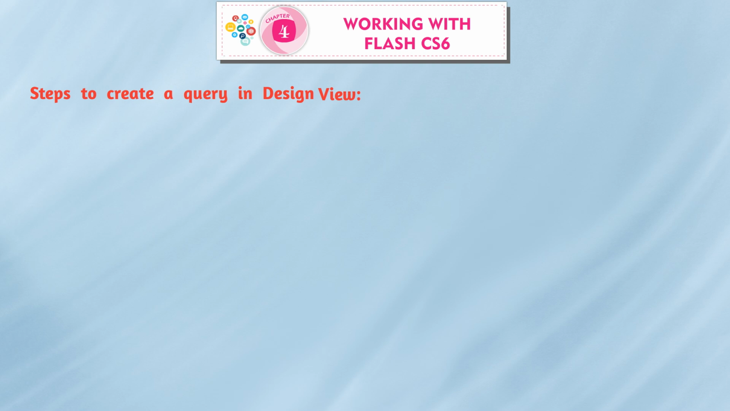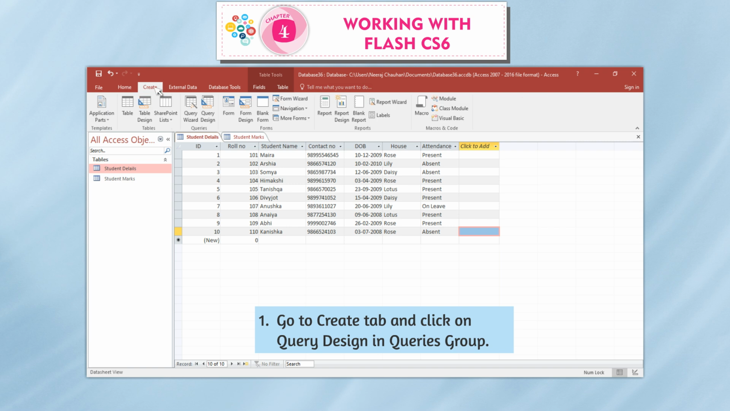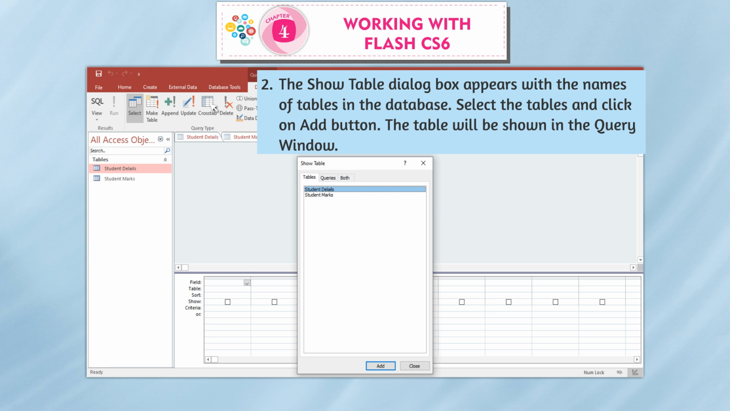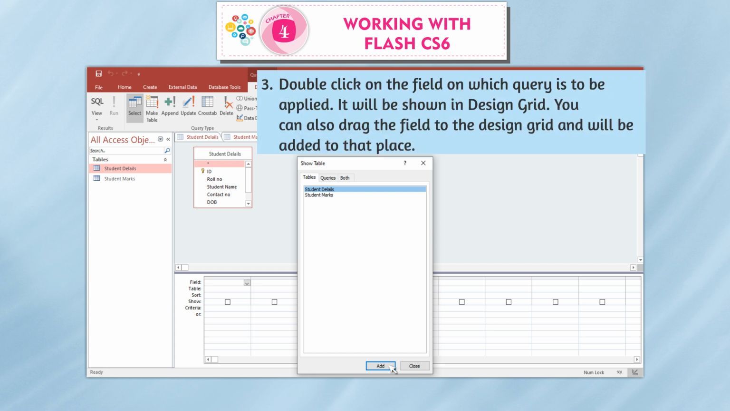Steps to create a query in Design View. One, go to the Create tab and click on Query Design in the Queries group. Two, the Show Table dialog box appears with the names of tables in the database. Select the tables and click on the Add button. The table will be shown in the query window. Three.